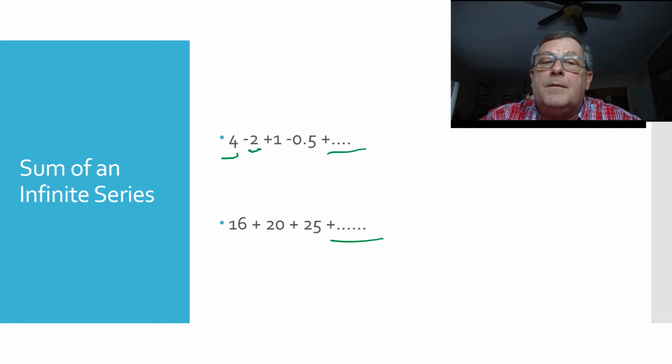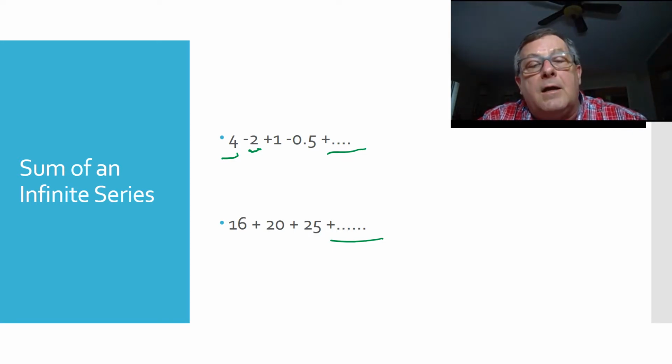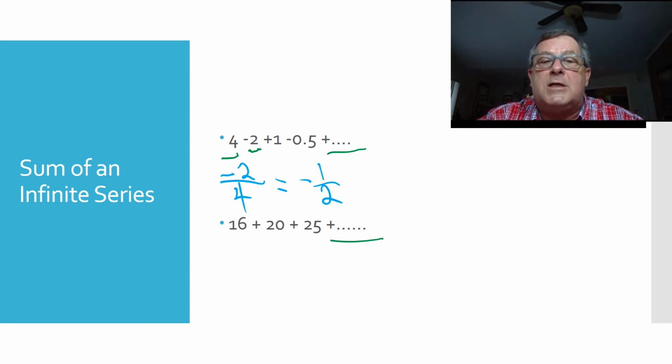What does that tell me? I know that my common ratio is at least going to be a negative number, and I'm going to prove right now whether that common ratio is less than 1 or if in fact it is greater than or equal to 1. And you can probably look at this and pretty well tell that it is going to be less than 1 because I've got -2 over 4, and that is -1/2. So I can in fact find the sum of this series, and so let's do that.